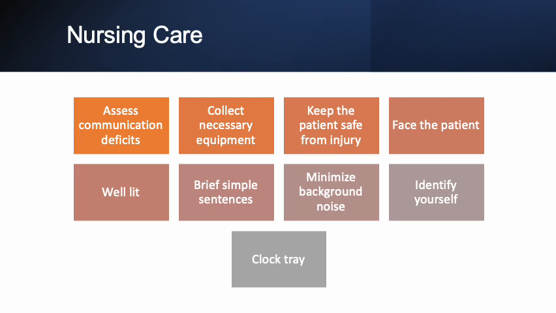So for example, if a patient has a tray of food and they have a vision deficit, we can use that clock face to tell them where on the tray the food is located. So the potatoes are at 3 o'clock, the chicken is at 6 o'clock, etc.